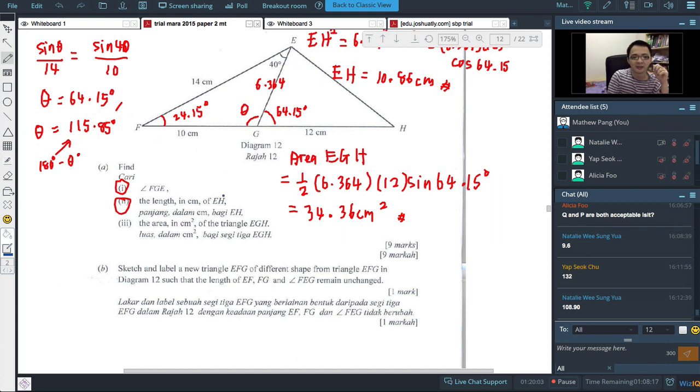Okay, so FG cannot change. Then this line cannot change. FG must remain the same length. And this angle, FEG, cannot change, right? If this angle cannot change, then what I will do is the same thing, isosceles.